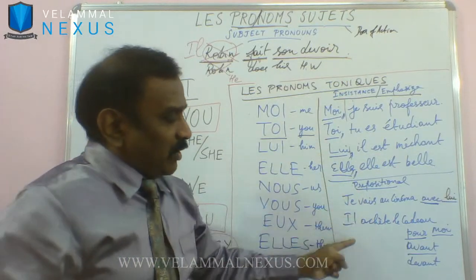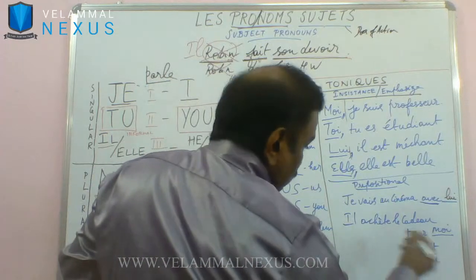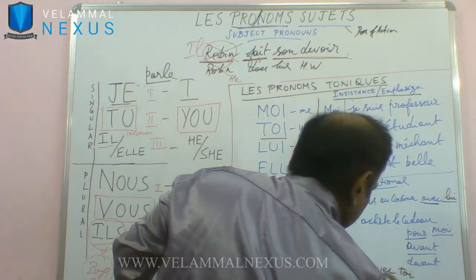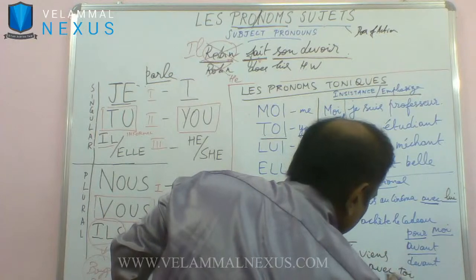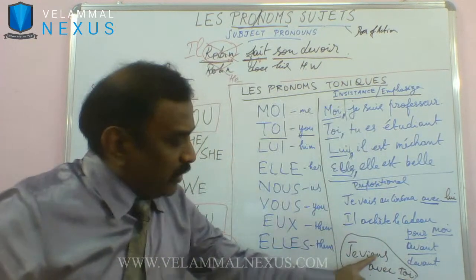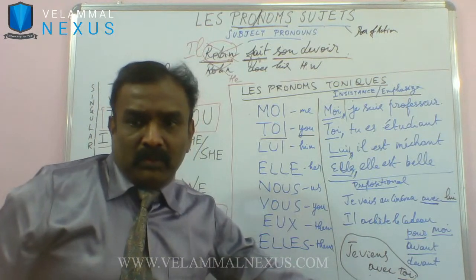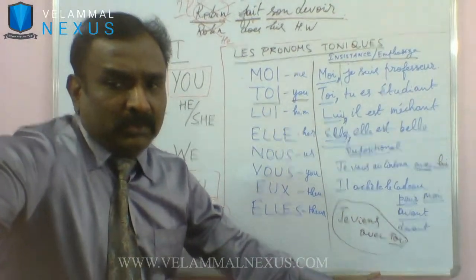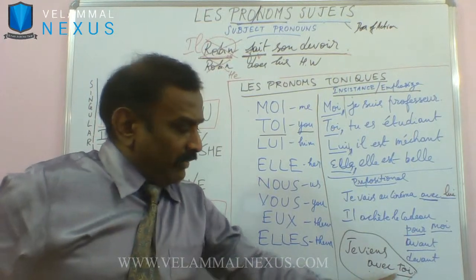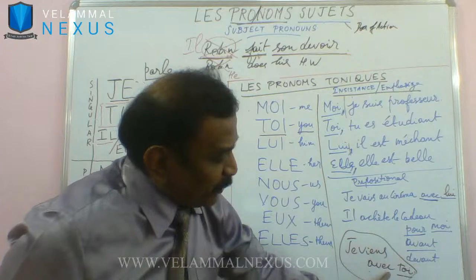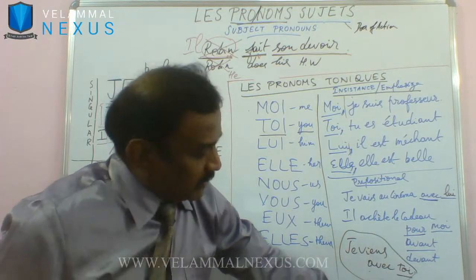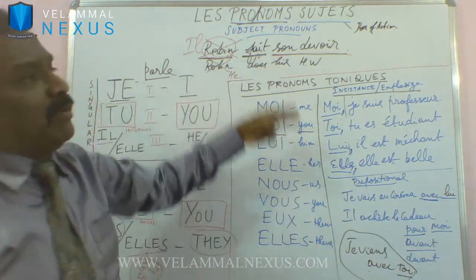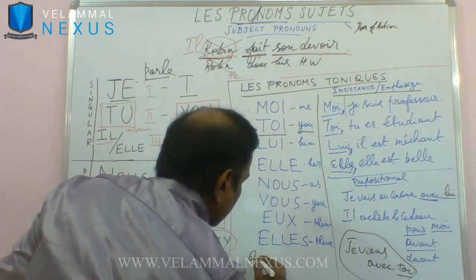Here as a preposition. For example, je viens avec toi. I'm coming with you. Je viens avec toi. You see that? Voilà. Je viens avec toi. Avec toi. Here it has the role of the preposition, a prepositional pronoun. Since you have a preposition, it is followed by a prepositional pronoun. And not only this, pronouns are toniques. For example, qui veut du café?